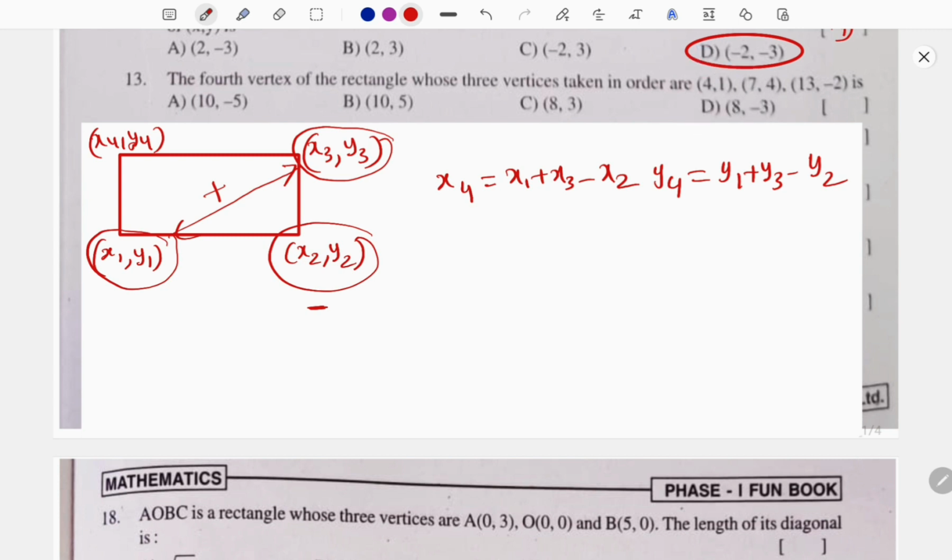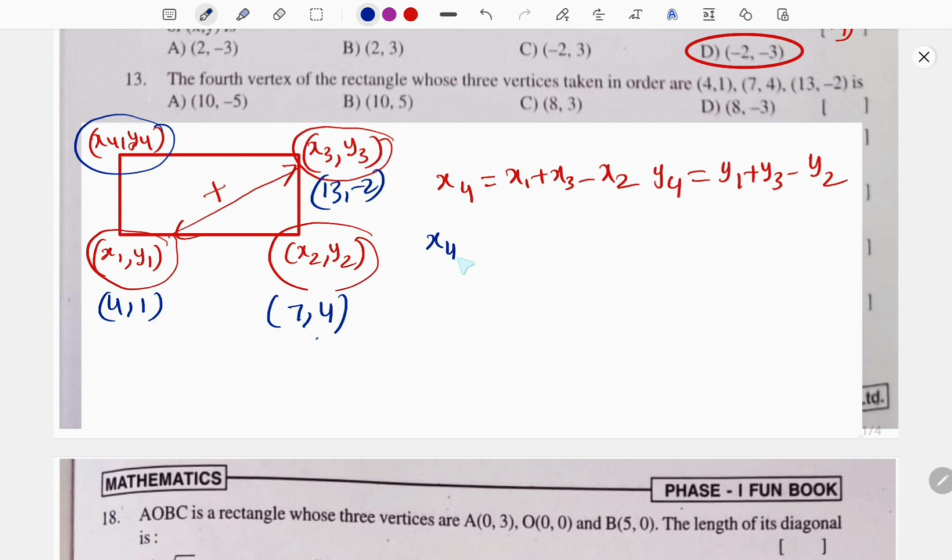You know the vertices here are given: 4 comma 1. Next, they have given the second vertex, that is 7 comma 4. The next one is 13 comma -2. Now we can find out the fourth vertex.